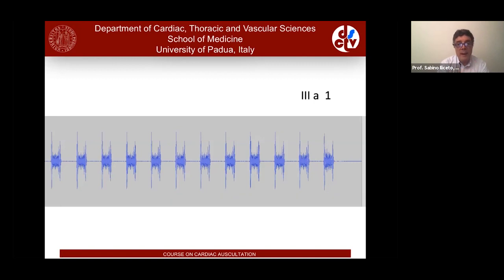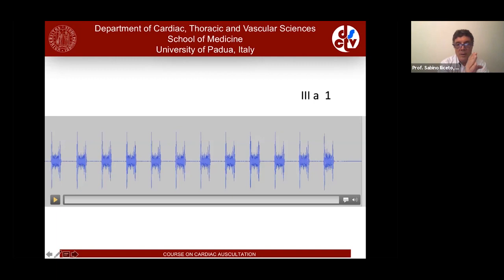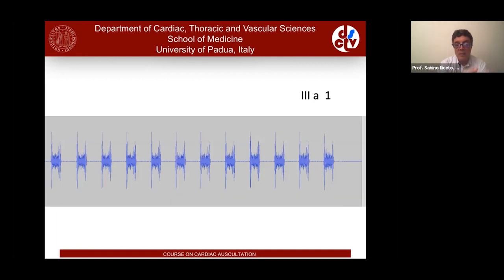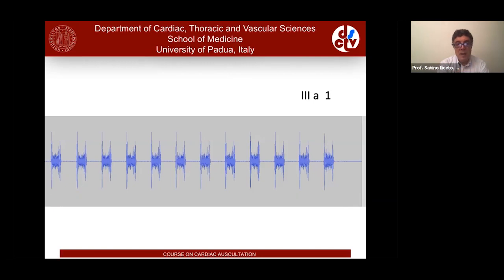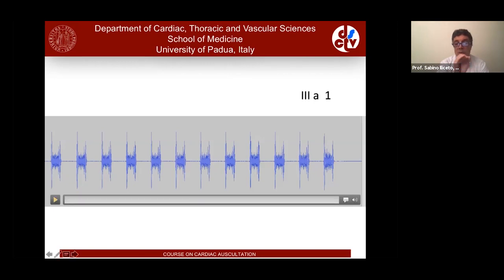Let me show it again, and please concentrate on the first and second sound, first and second sound, and then the appearance of the murmur. Please put in your brain that murmur, because this is a very good example of a soft regurgitant mitral murmur.